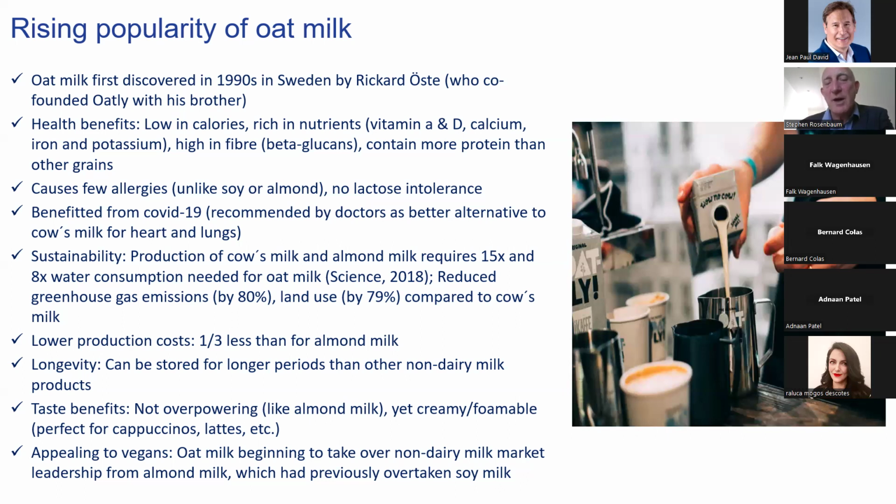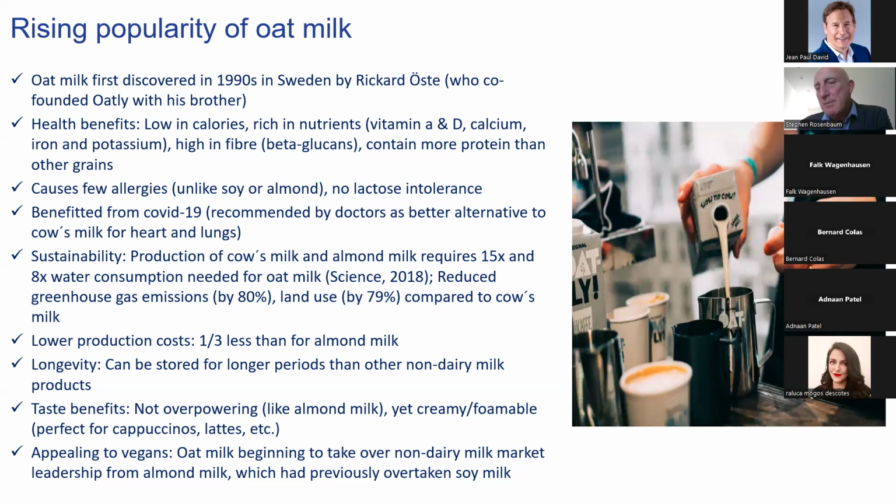Now, one of the advantages of alternative milks is that they are perfect for people who are lactose intolerant. And there are many people around the world, a very high proportion of people on a global level, who are lactose intolerant. So that is a big driver for alternative milks. And of course, oat milk is especially advantageous compared to other forms of alternative milk in various aspects. It's much more sustainable in terms of its production techniques. It uses less water, for example, than the production of almond milk or cow's milk.